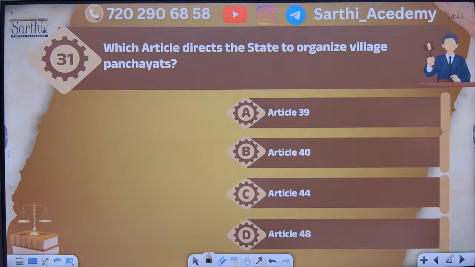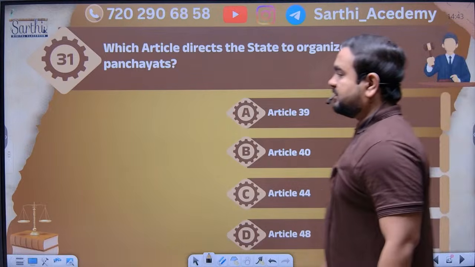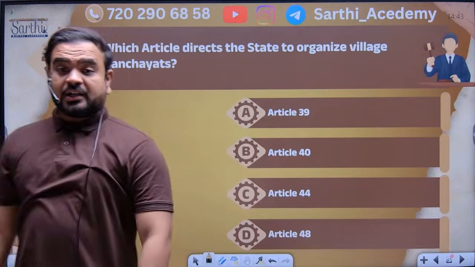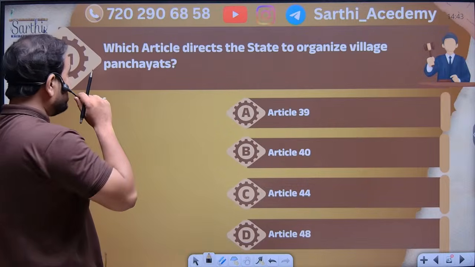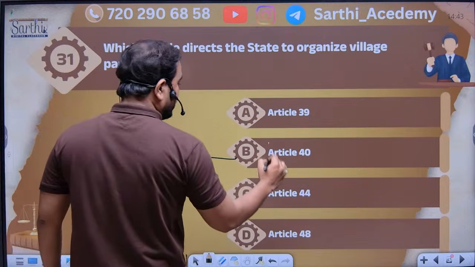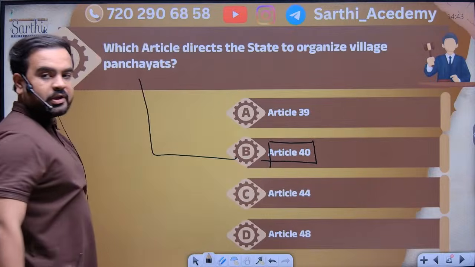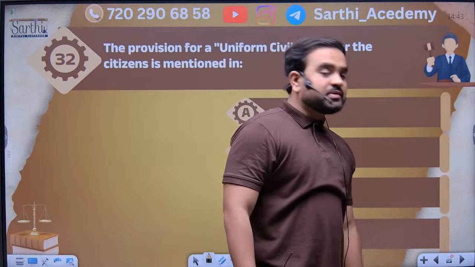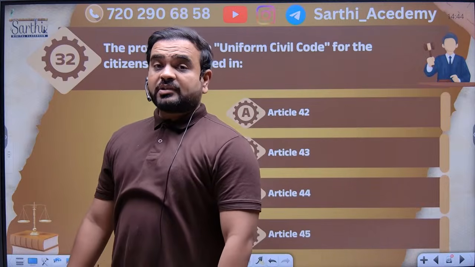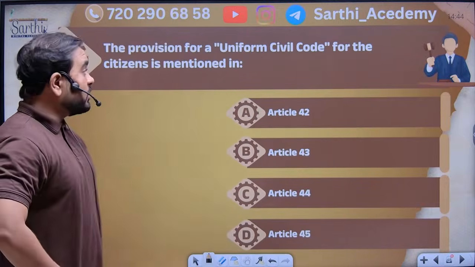Please answer. We have gone through this article. Which article directs the state to organize village panchayat? This is a Gandhian article. This article is related to Gandhian philosophy, and that article is article number 40. We already discussed it when I was discussing Panchayati Raj, local governance, local body.